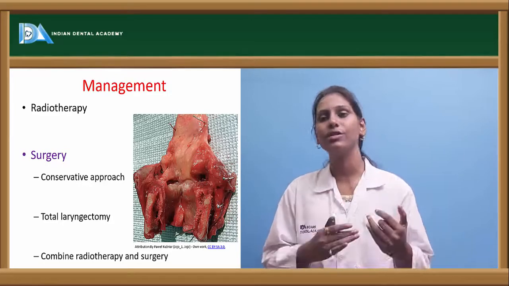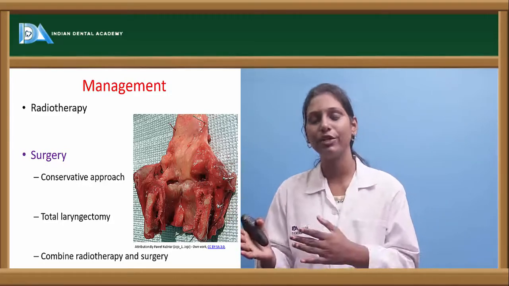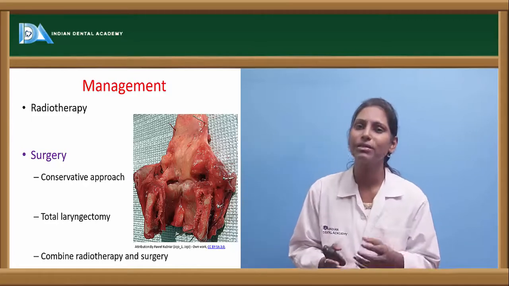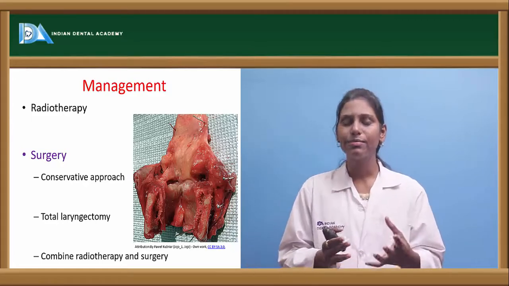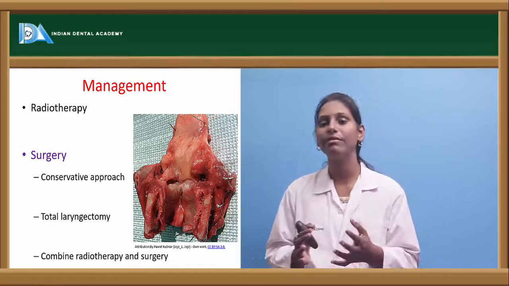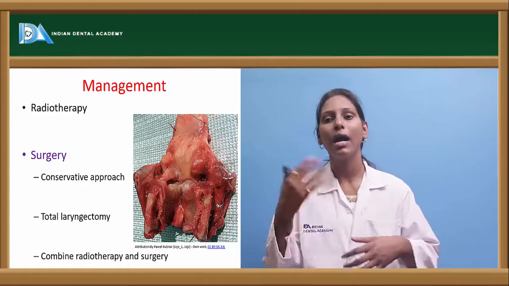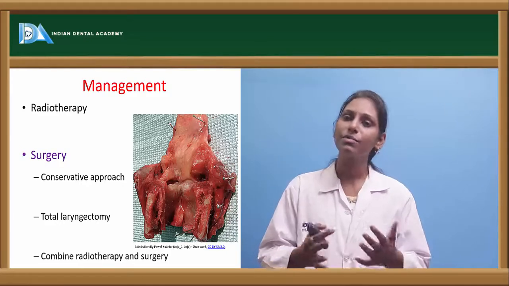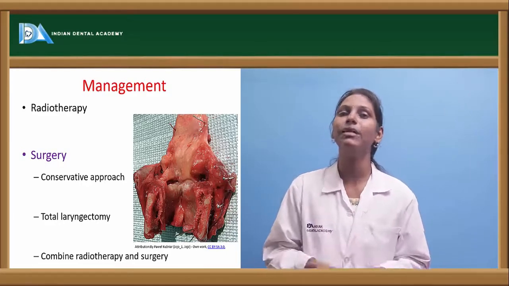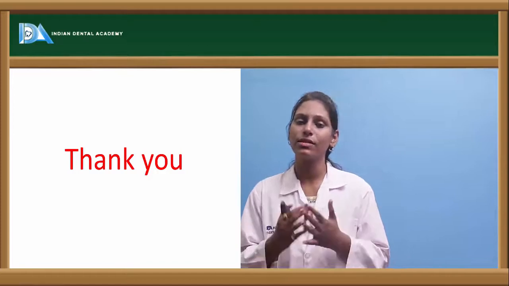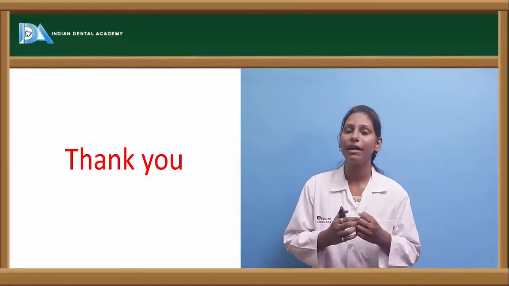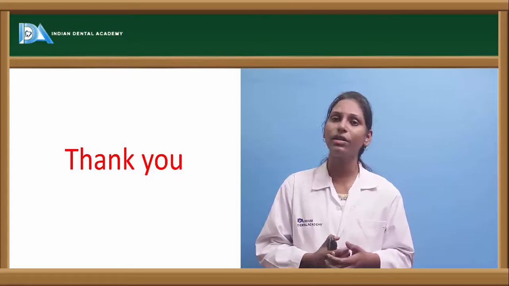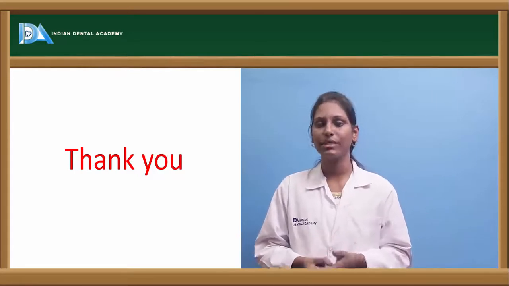When it comes to surgery, we can go with a conservative approach or total laryngectomy. Total laryngectomy is advisable to prevent recurrences. However, we should also check for other complications after total laryngectomy. Sometimes we can go ahead with combined radiotherapy and surgery. So this is about the larynx, and we have dealt with the various infections associated with the larynx, and also the various tumors associated with it.